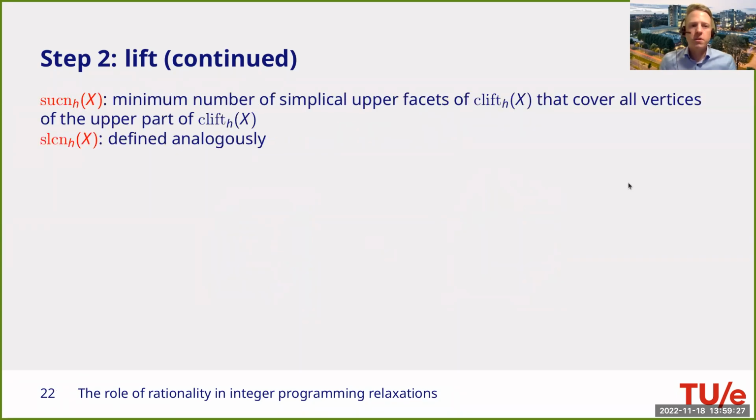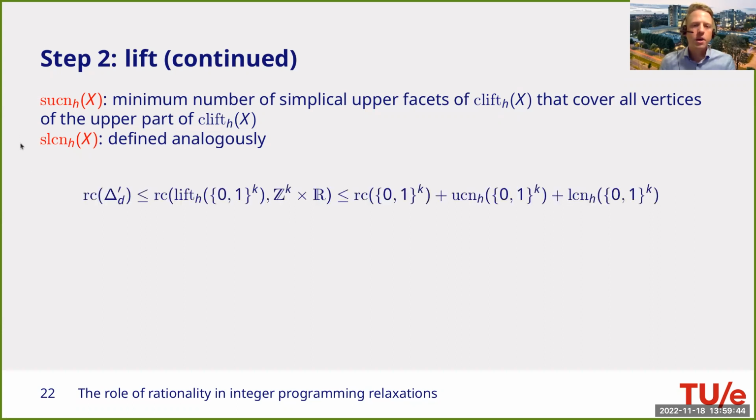And in this case, this means that we need to weaken our upper bound by not considering arbitrary covering numbers. So we restrict ourselves to coverings consisting of simplicial upper facets and lower facets, which leads to the quantities SUCN and SLCN. And doing so, because we take our inequality from the previous slide and we strengthen the requirement on the covering numbers, we get a looser lower bound on the relaxation complexity. But in our case, it turns out that this is sufficient.